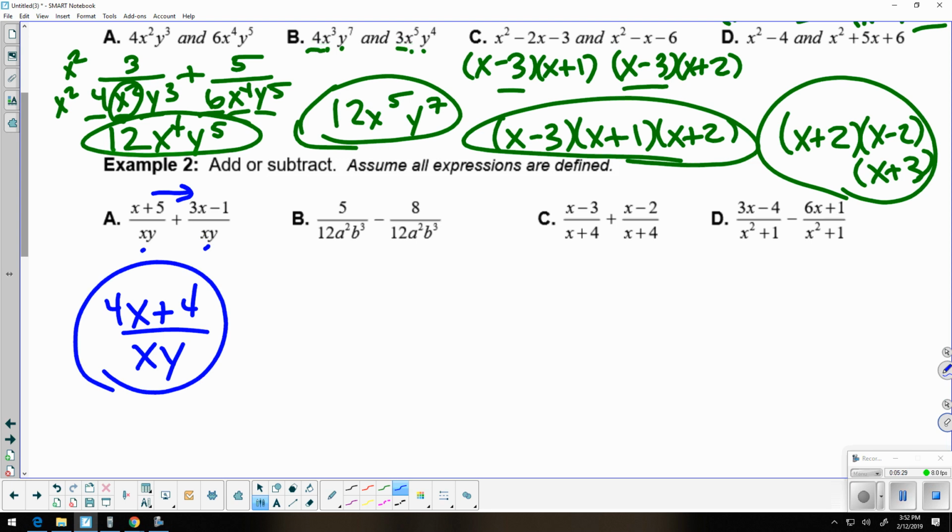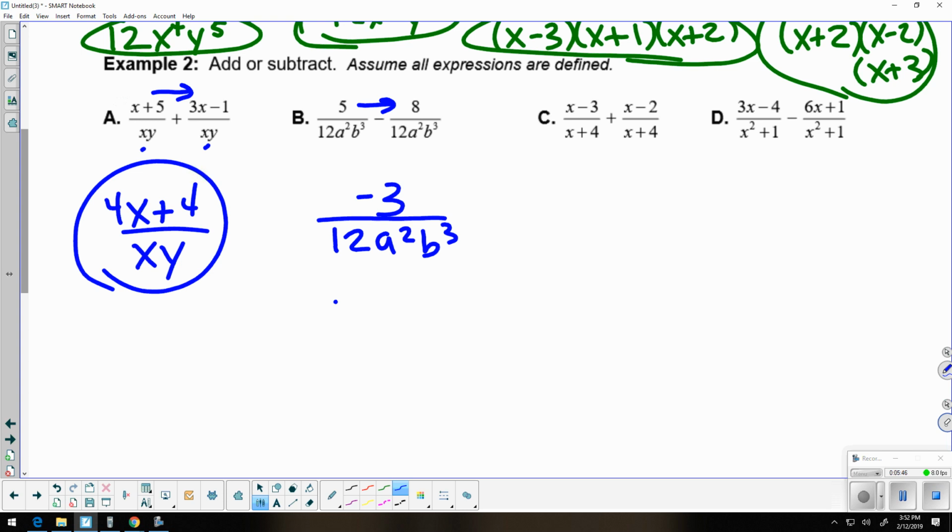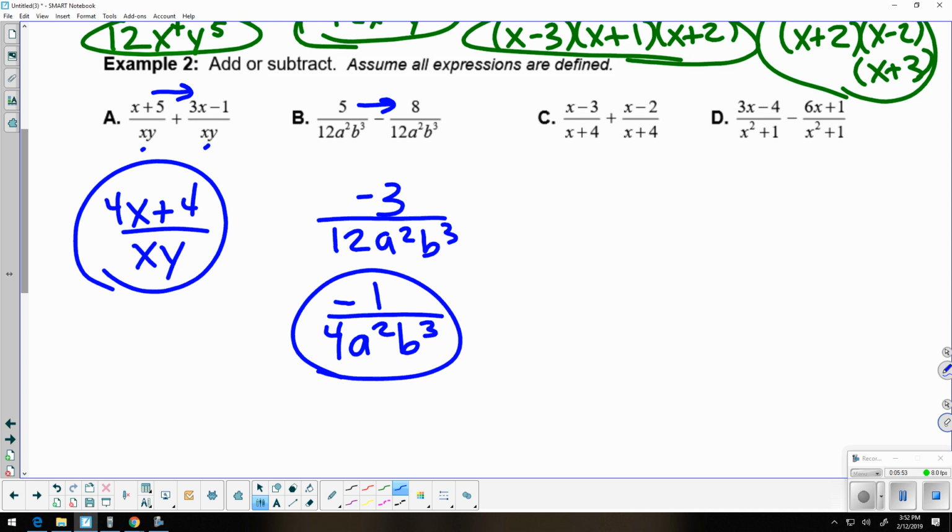The next one, same thing. So I already have my common denominator, so I'm going to keep the 12a squared b cubed, but now I just need to subtract going straight across. 5 minus 8 is negative 3. And now the last thing we could do in this problem is we can actually reduce this. So negative 3 over 12, we can cancel that down to be negative 1/4. So negative 1 over 4a squared b cubed, and that would be our final solution.